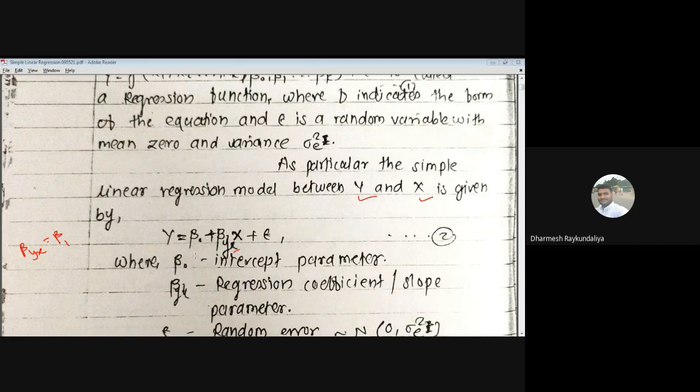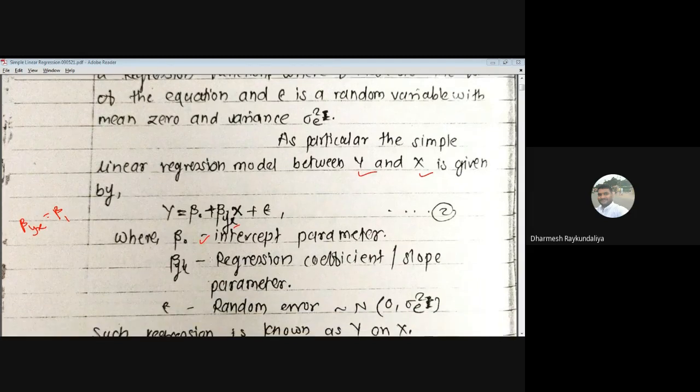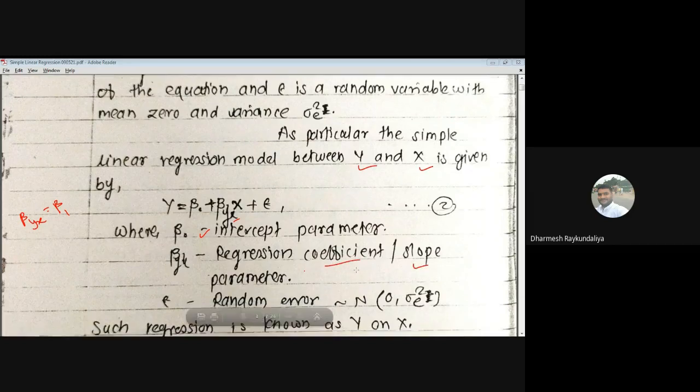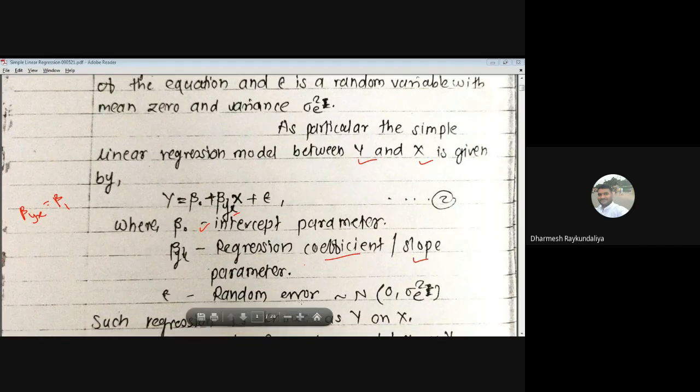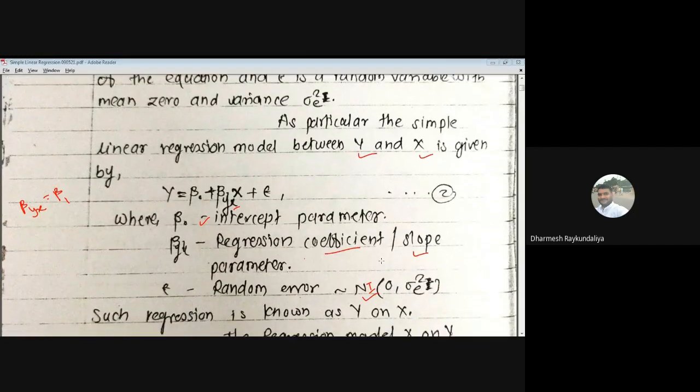So what is beta 0? Beta 0 is known as the intercept parameter. Beta yx is known as a regression coefficient, or you can also call it the slope parameter, and epsilon is the random error. And we assume that epsilon has the normal distribution with mean 0 and variance sigma square. So here all epsilons are normally independent with mean 0 and variance sigma square.